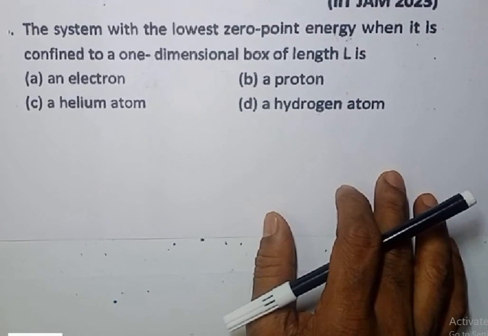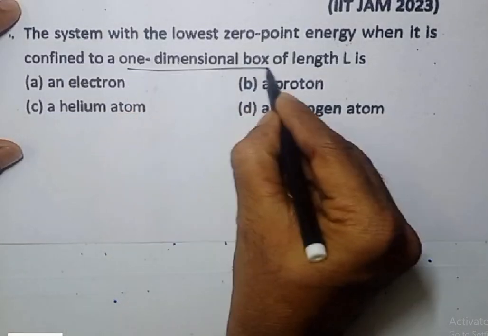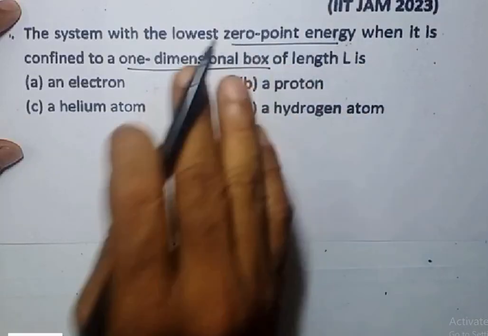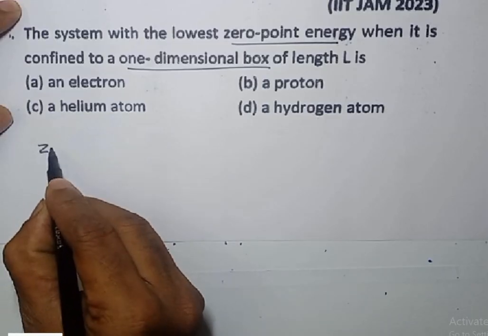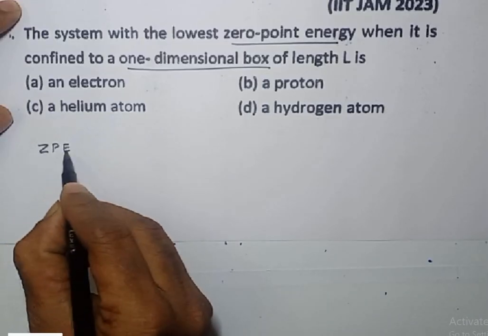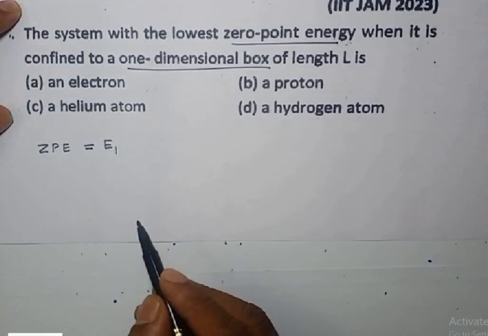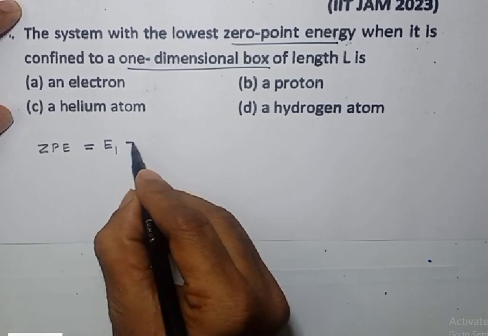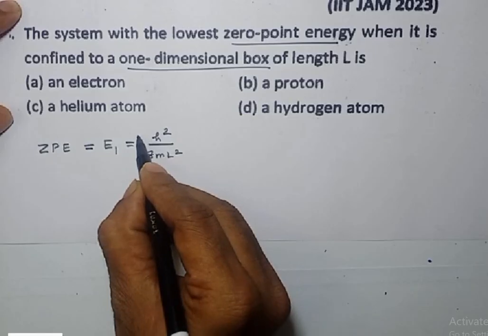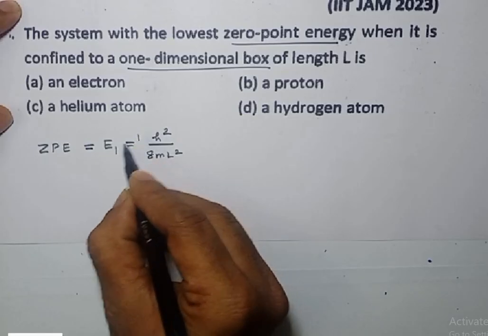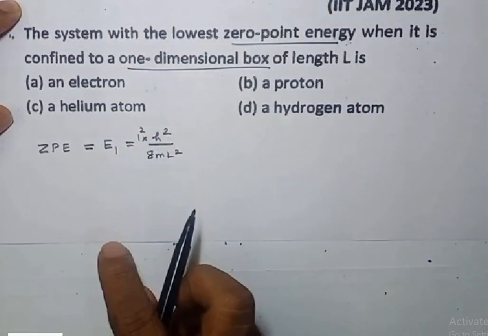See, for this question, what is the answer? This is very simple actually. You know very well, for a 1D box, zero point energy is nothing but the lowest energy possible, that is the ground state energy. Let me write it shortly, ZPE, meaning zero point energy. Zero point energy is nothing but the ground state energy of a particle in a 1D box, which is given as h square by 8 m L square, times the quantum number n square. The n value is 1, so it is 1 square. This is called the zero point energy.